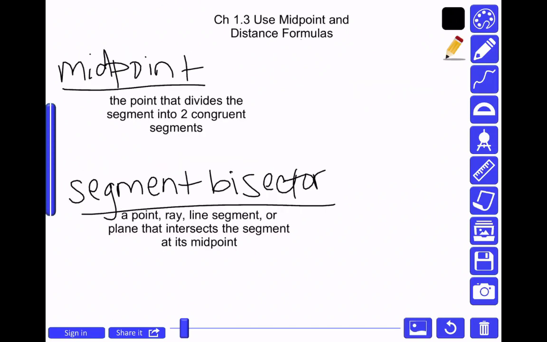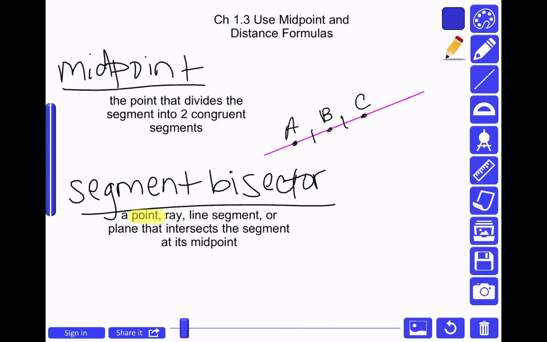Now let's look at segment bisector. Segment bisector is a point, ray, line segment, or plane that intersects the segment at its midpoint. So if I think about my line from before, we know that B is the midpoint. Well, a segment bisector is something that goes through that point. Now notice it could also be just the point. So we could call point B a segment bisector.